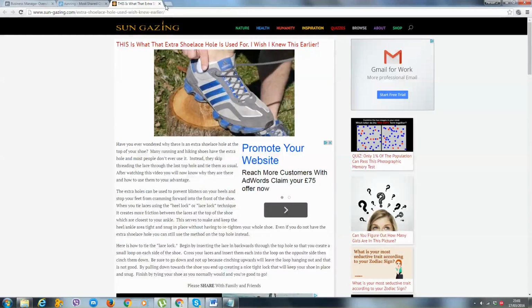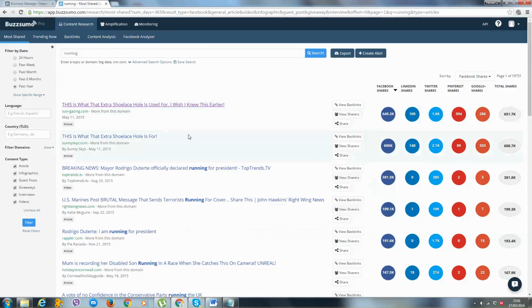But anyways, we can see that this is just a normal article. So what's our audience over here? Very simple. This is what the extra shoelace hole is used for. You could even see if shoelace alone is an interest target. You can look at just shoes, Nike, Adidas, Puma, Jordans, Air Jordans. Just target such shoe related brands. That's your target audience right there.